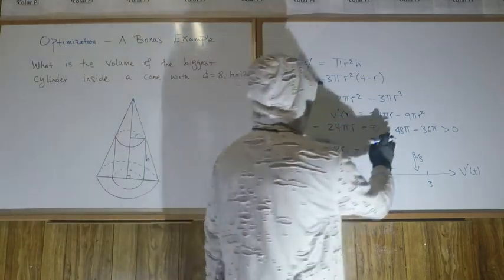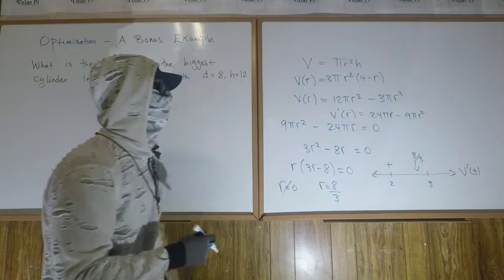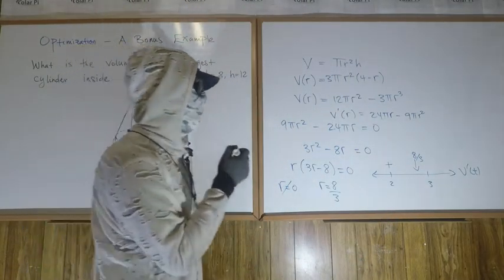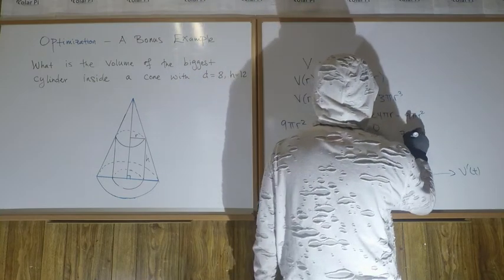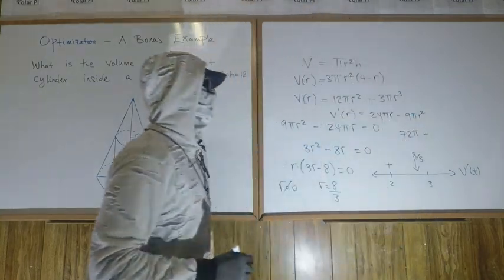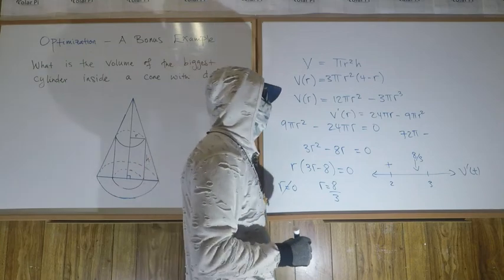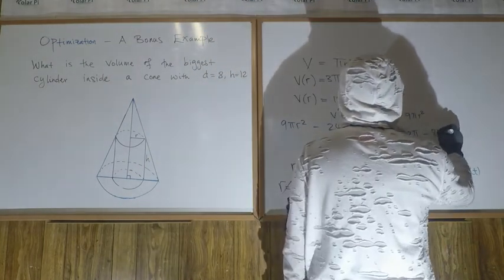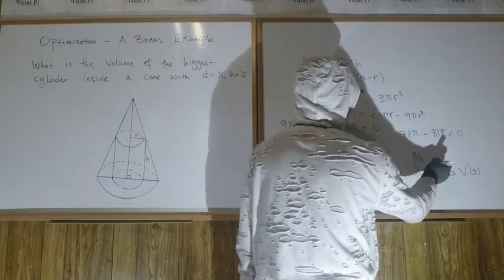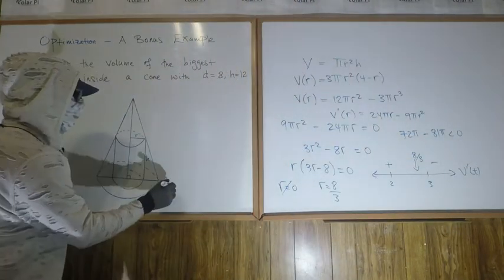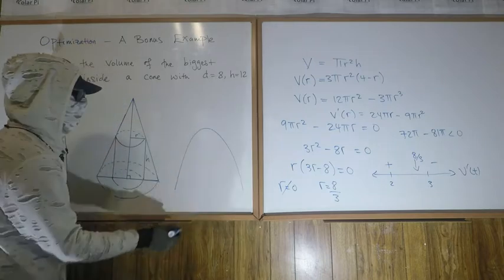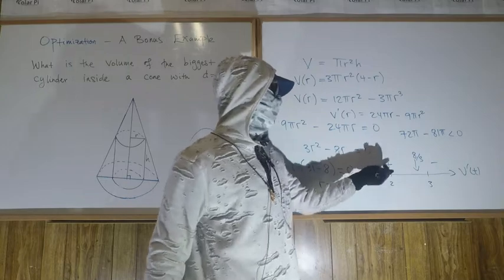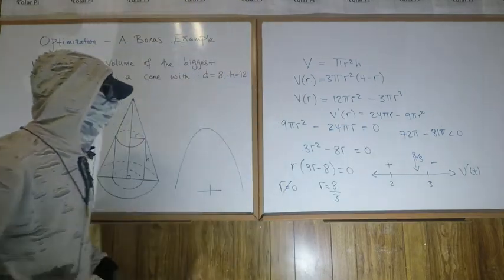But if we plug in 3, that is, if we calculate v prime of 3, what we're going to get is 24 pi times 3. What's 24 times 3? I believe 72. So we're going to get 72 pi minus, and then 9 pi times 3 squared. Okay, so that's 9 pi times 9. That's minus 81 pi. Clearly, this is less than 0, so it's negative on that side. But if we go from positive slope to negative slope, whatever number is here maximizes our function. So v is maximized by the r value 8/3.